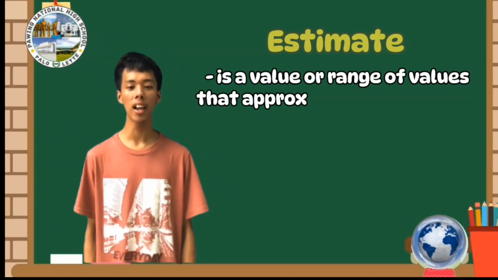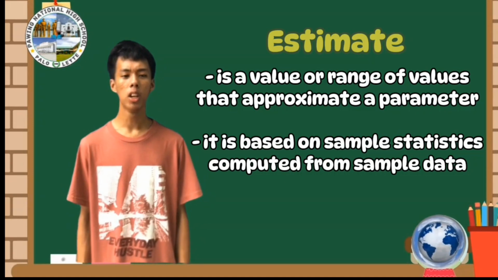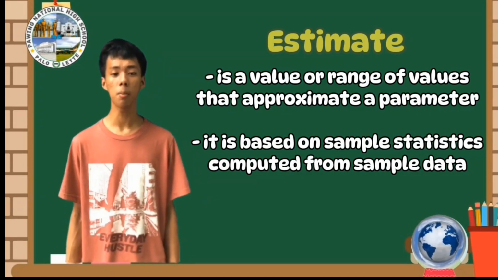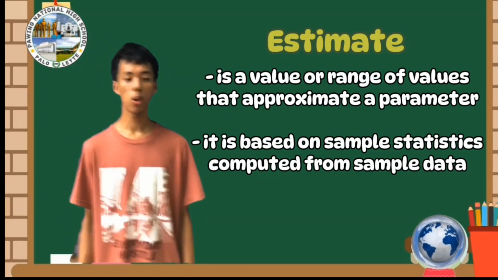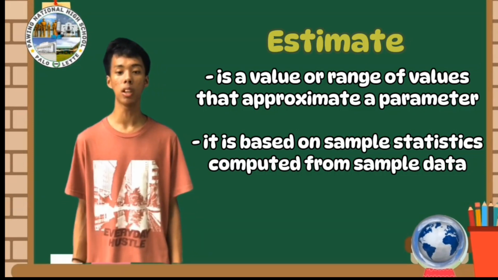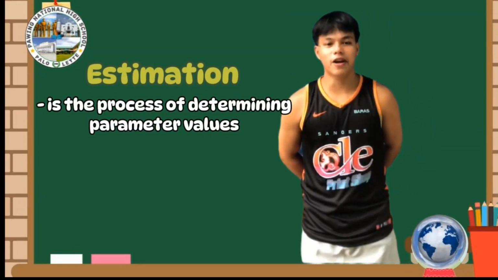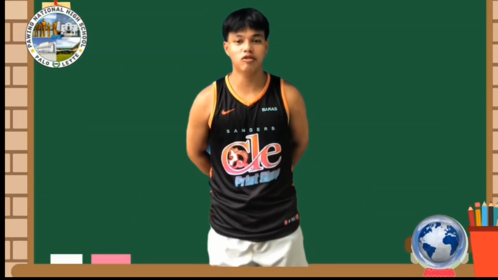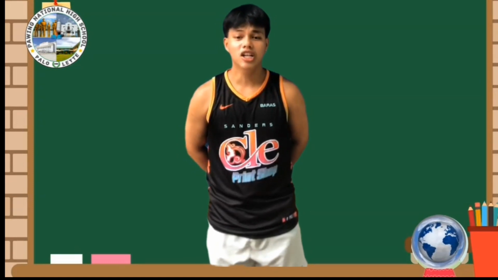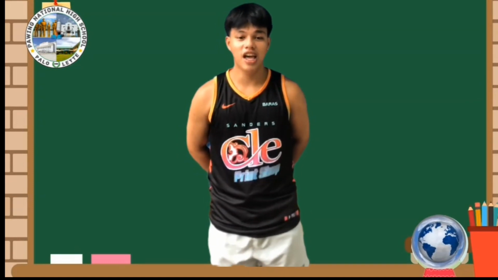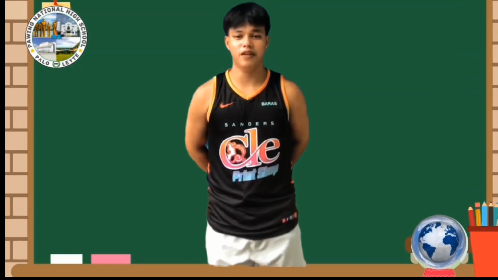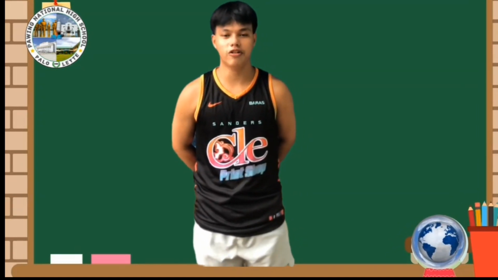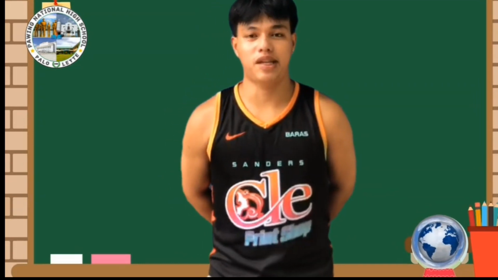Ito sa definition na nakalagay, value or range of values. So pwede isa yung value ng estimate or pwede ding dalawa. It is based on sample statistics computed from sample data. We also have estimation, the process of determining parameter values. Like for example, gagawa ka ng estimate or you will assume. Assume na yung estimated average height sa grade 11 Socrates is 5 feet and 12 inches. So yun ang ginagawa ko, estimate ako na yung 5 feet at 12 inches is the average height of students in grade 11 Socrates. That's the two types of estimate.